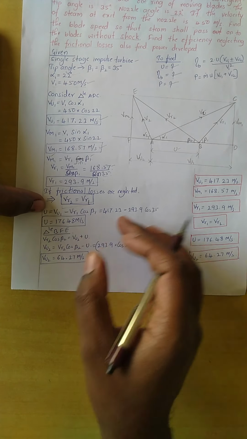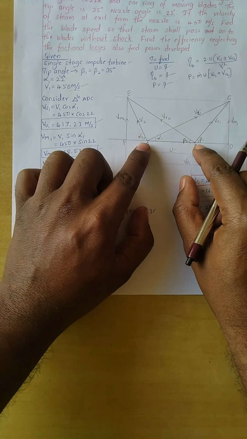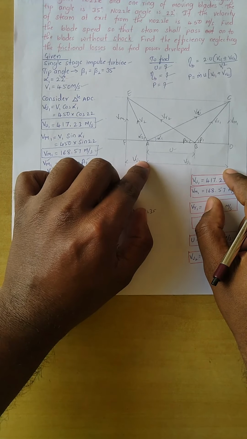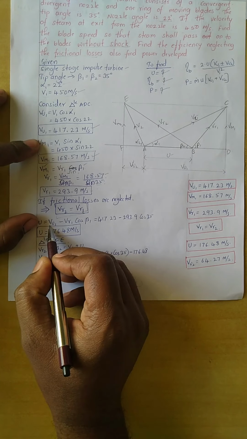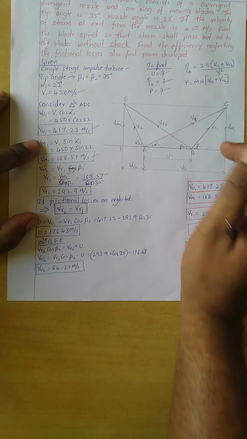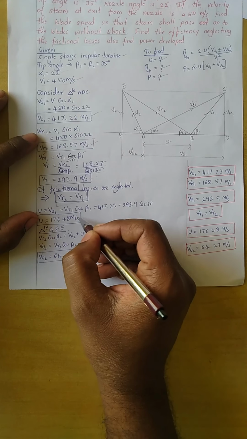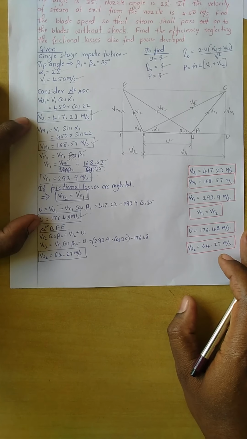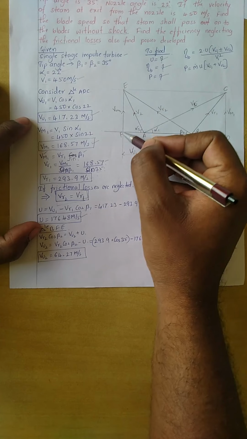Now u is equal to AB, which is AD minus BD. U is equal to VU1 minus BD, which is VR1 cos beta 1. Substituting the values, you will get blade speed as 176.48 meters per second. Next, let's go to the triangle BEF.